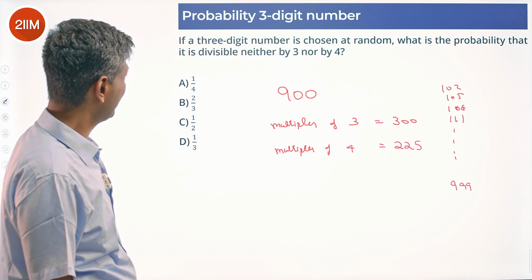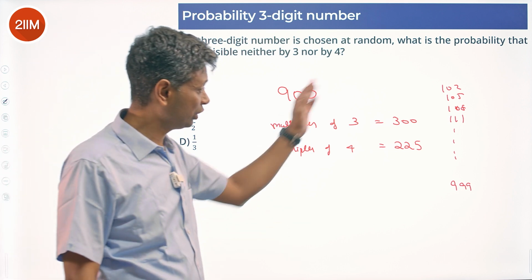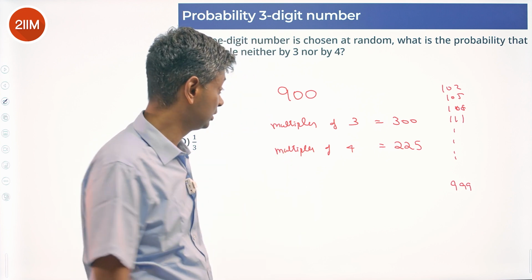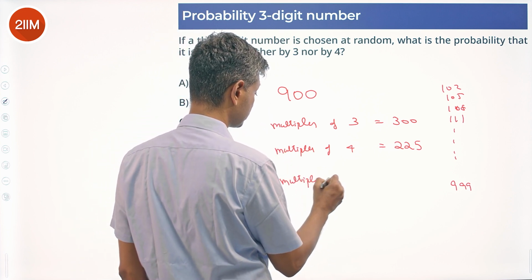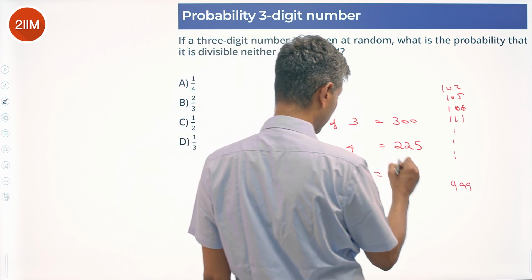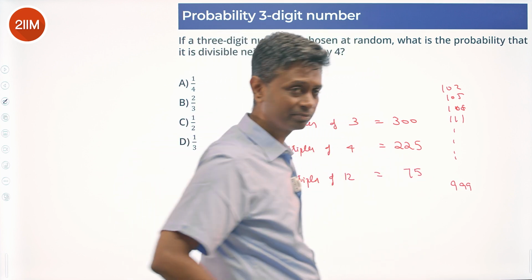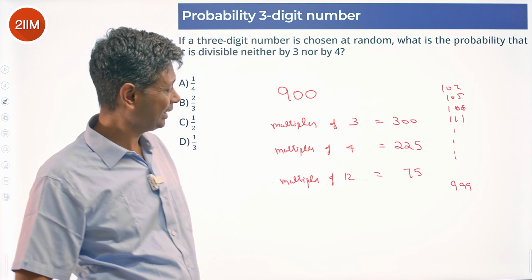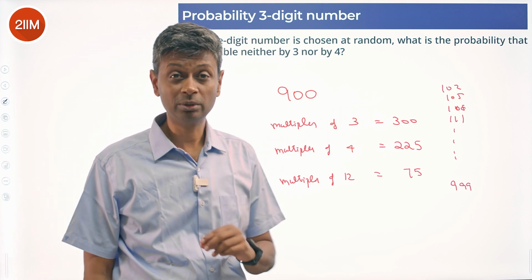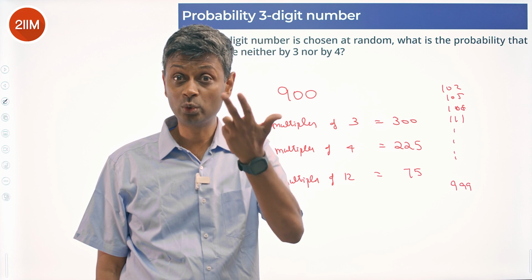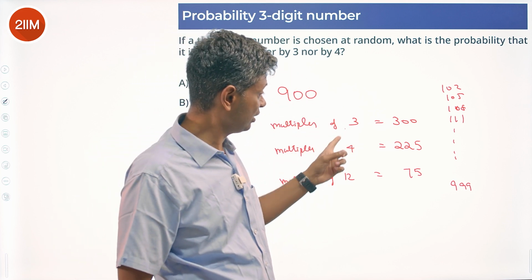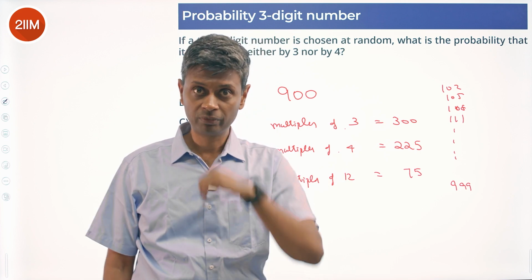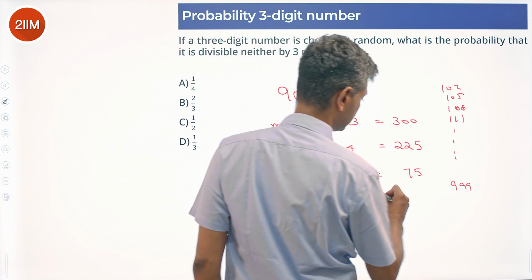What is the probability divisible by neither 3 nor by 4? We have to remove these numbers, but there will be numbers that are multiples of 12, which is 900 by 12, 75 numbers that are there in both of these lists. Numbers like 108, 120, 132, 144, 156, all of them are in this list and in this list. Double counting them, so subtract that.